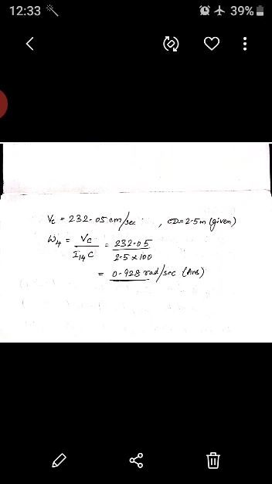2.5 meters, so 2.5 into 100. Because velocity is in centimeter per second, the units of I14C should also be centimeter. Numerator is centimeter per second, denominator should be centimeter. Then only the units will match. Then you get the answer 0.928 radian per second.